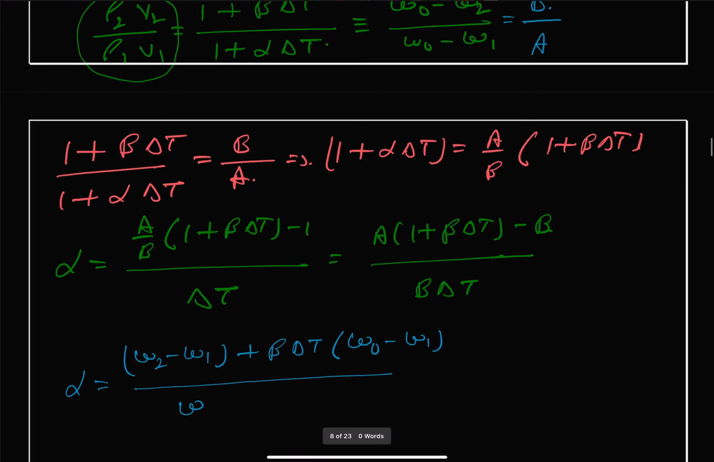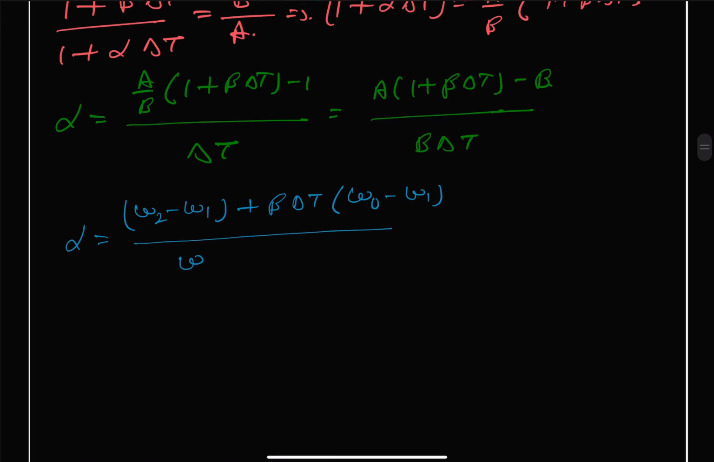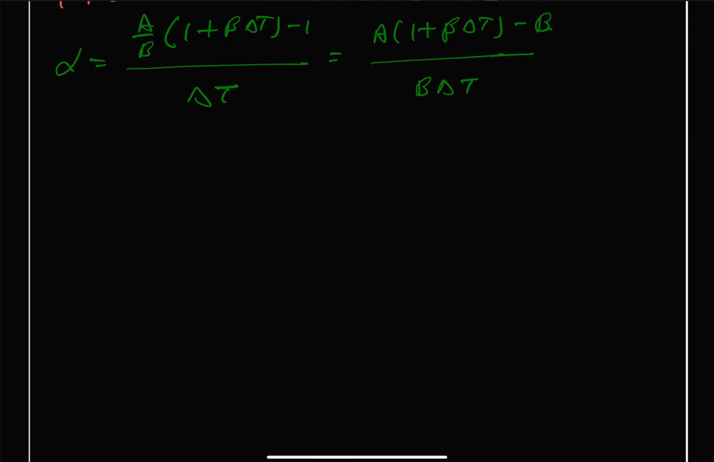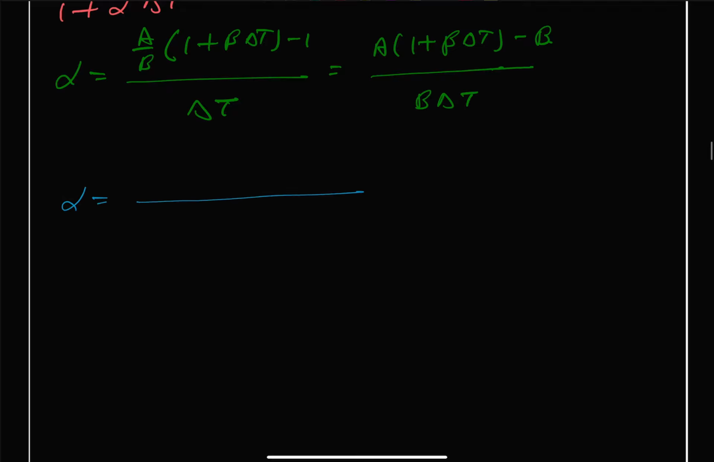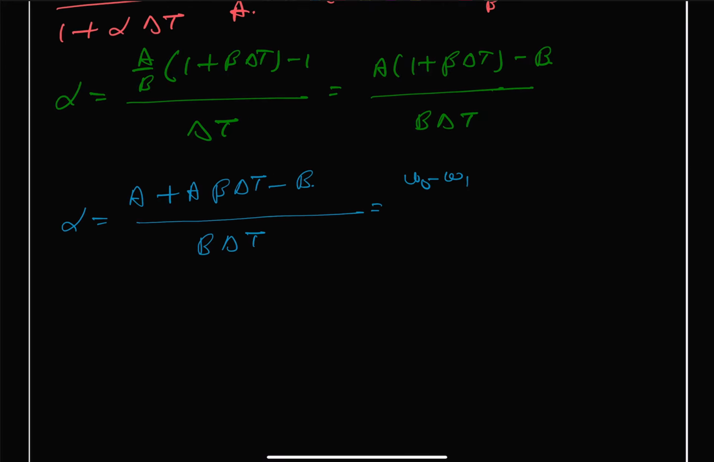One second, let me correct it. We can write this as alpha is equal to A plus A times beta delta T minus B, divided by B delta T. Now we can just substitute the values because it is going to solve. Our A is W0 minus W2 and our B is W0 minus W1.